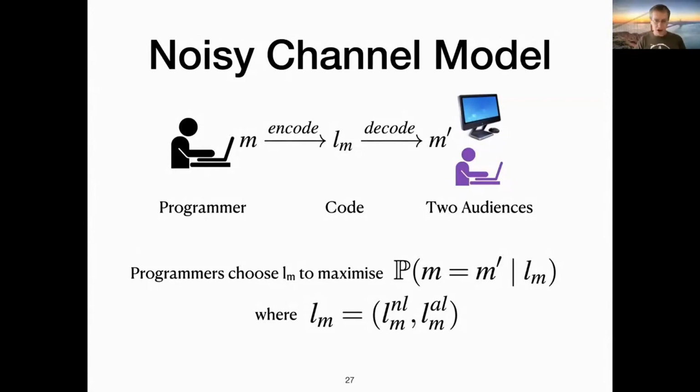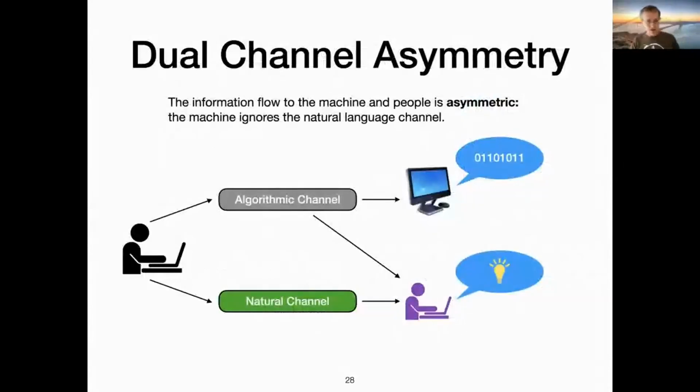Because the code is dual channel, programmers prefer encodings where the channels synergize rather than antagonize. Dual channel constraints arise from this preference. The two channels are asymmetric. The machine mostly ignores the natural channel. For instance, the machine ignores identifier names up to alpha renaming.